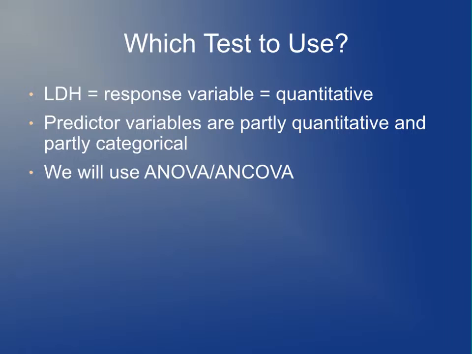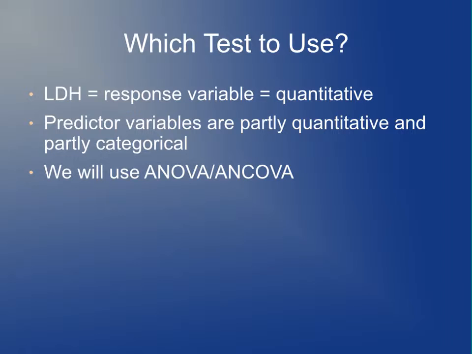So in this case, our response variable is quantitative. Our predictor variables are partly quantitative and partly categorical. So in that case, we would use ANOVA/ANCOVA. I didn't really discuss ANCOVA, but as I said, ANOVA is just basically a form of regression with dummy variables.